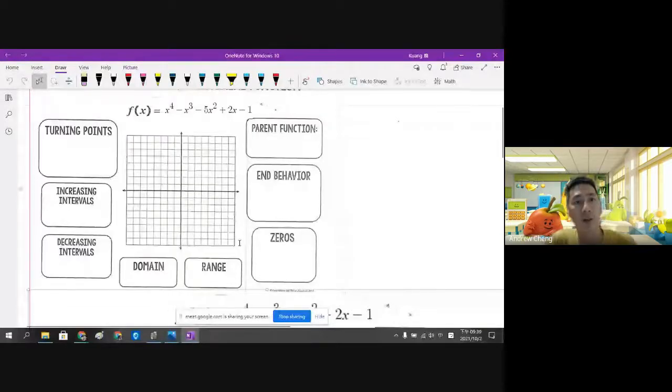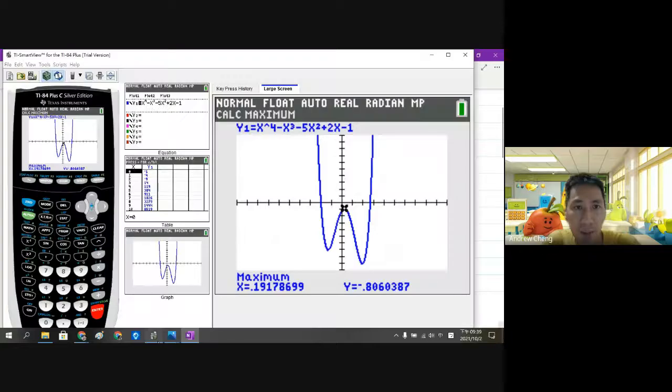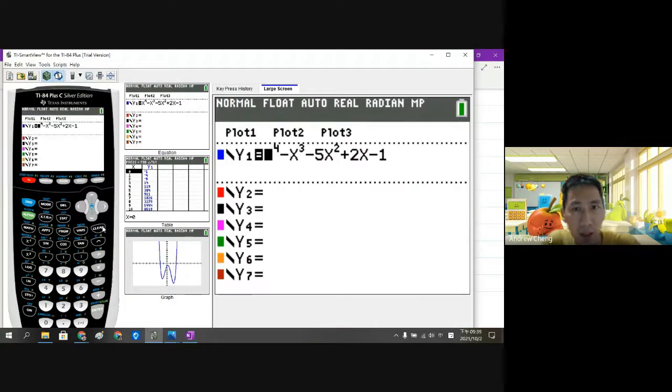So if you got a question like this, you have to find a turning point, increasing, decreasing, and so on. So first of all, you need to know how to graph it on calculator. So grab your calculator, okay? Okay, I click. So here, right? Okay, let me show you how to do it.